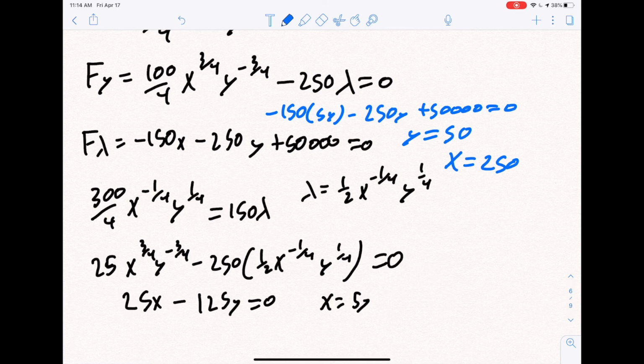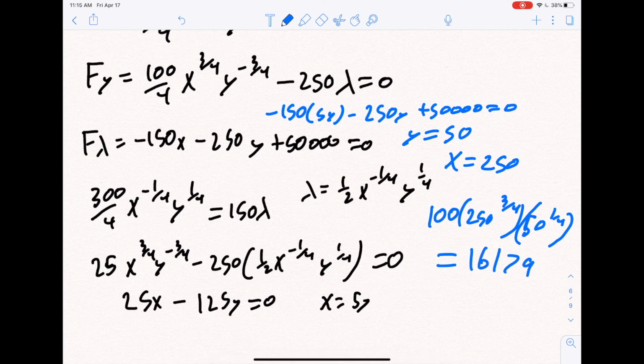Now, the question asked us, will our maximum production exceed 16,000 units? Well, what we can do is just plug 250 and 50 into our f of x, y function. So we'll end up with 100 times 250 to the 3/4 times 50 to the 1/4, which is going to be 16,179 units. So yes, our maximum production will exceed 16,000 units.